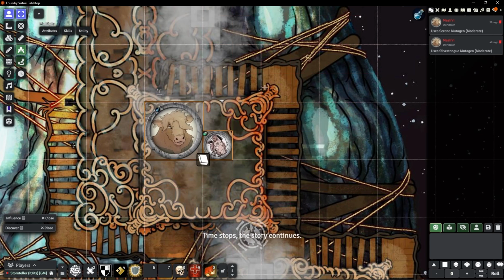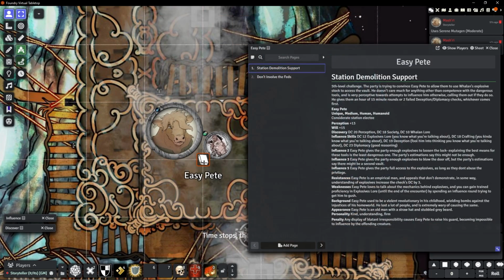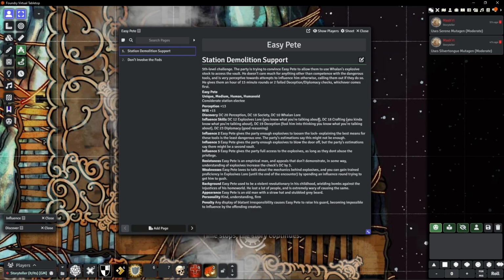The two of them are going to make their way inside, having set up this meeting with Easy Pete, and now I'm going to go over the stat block for you. I tend to lead off with a short description of what's going on and the attitude of the NPC. So in this situation, I say this is a 5th level challenge. The party is trying to convince Easy Pete to allow them to use Whalen's explosive stock to access the vault.